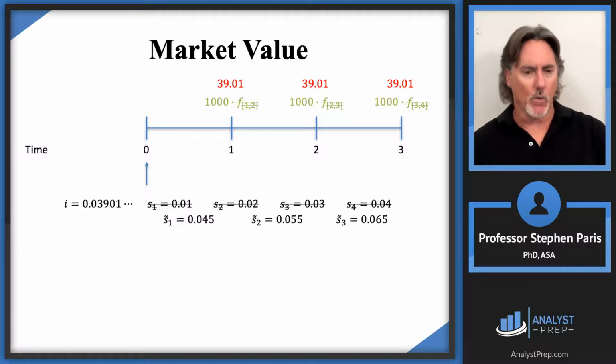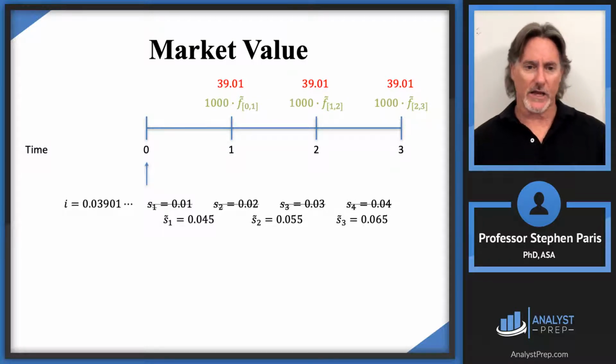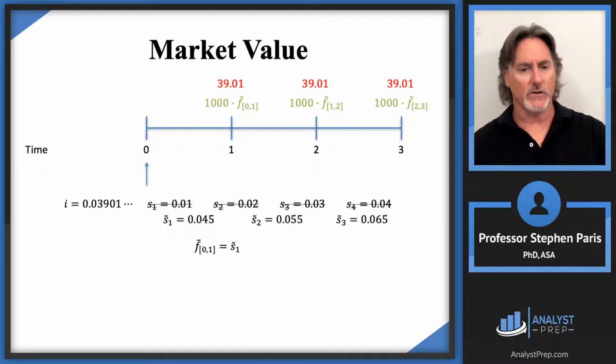And so the payment at time 1 will be 1,000 times the new forward rate from time 0 to time 1. The payment at time 2 would be based off of the new forward rate from time 1 to time 2. So that's the F tilde. And the payment at time 3 is based off of the new forward rate from time 2 to time 3. Now the new forward rate from time 0 to time 1, well, look, that's nothing more than the 1-year spot rate. You're going from time 0 to time 1, that's the 1-year spot rate. So the new forward rate from time 0 to time 1 is the new 1-year spot rate.